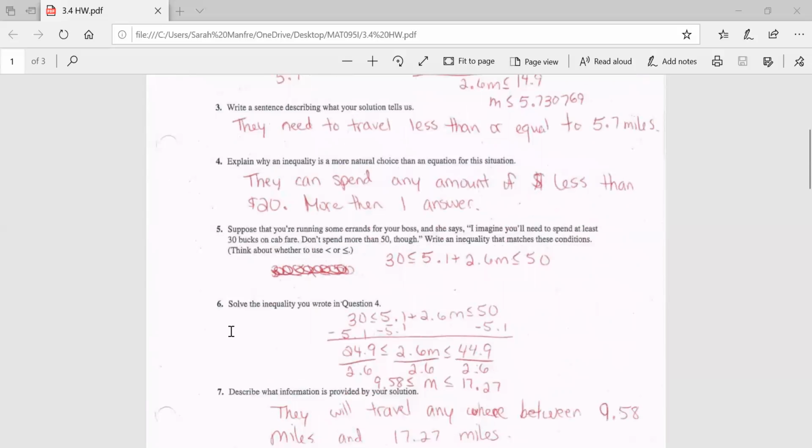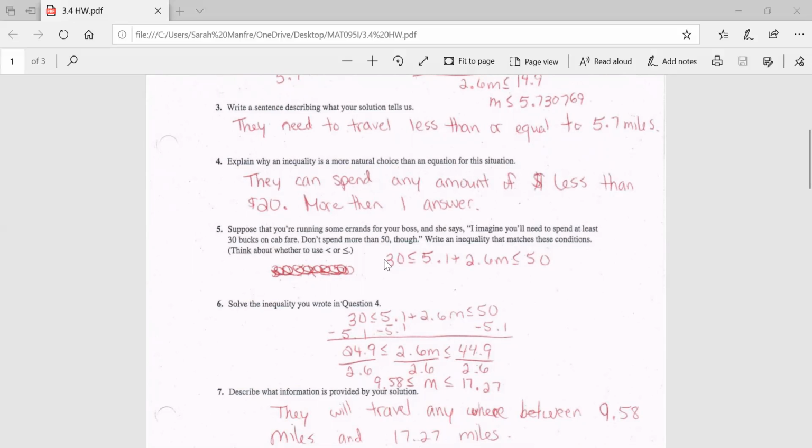Right, and then number 5, we're looking at a different problem here. It says, suppose you're running some errands for your boss, and she says, I imagine you'll need to spend at least $30 for cab fare. Don't spend more than $50 though. Write an inequality that matches its conditions. Basically the boss is saying she's going to have to spend at least $30, so that means it's going to include $30. But she can't spend more than 50. So it's okay if she spends 50, she just can't spend more than 50.